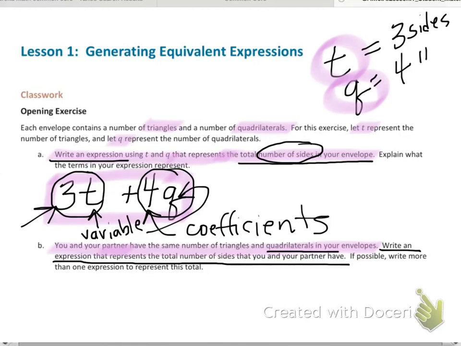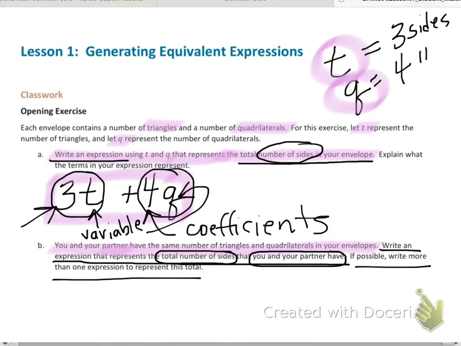Okay, you and your partner have the total number of sides in that envelope. If possible, write more than one expression, and it is possible. Just to let you know, there are a number of ways to represent this total. I could think of 3 that are pertinent, or that come right to my mind, one simpler than the next.